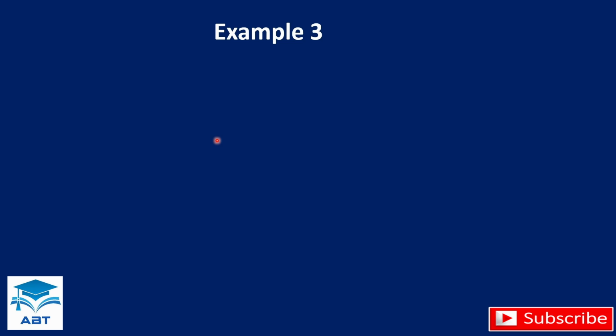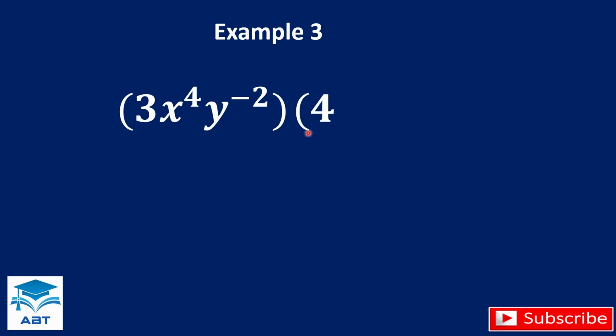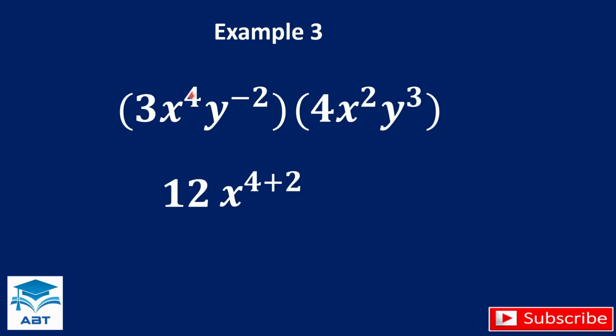Another example. Let's say we have 3x exponent 4 times y exponent negative 2 multiplying 4x exponent 2 times y exponent 3. We first of all multiply the numbers. 3 times 4 is 12. And we move to the next variable, that is x. x exponent 4 times x exponent 2. The bases are the same, so we maintain the base x and add the exponents 4 plus 2.